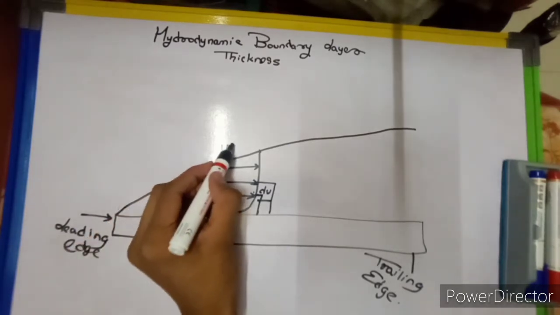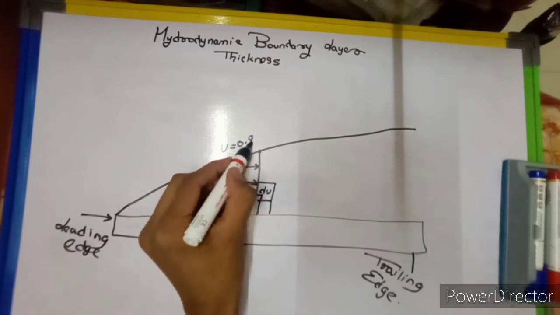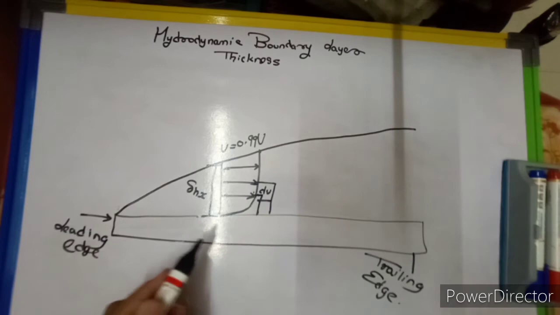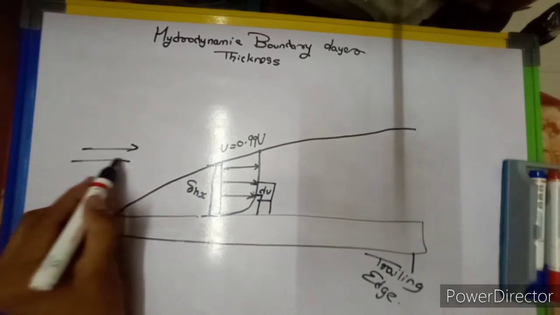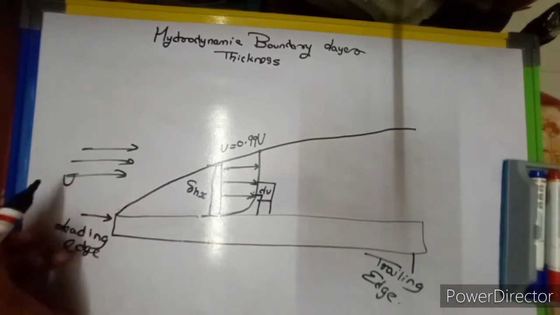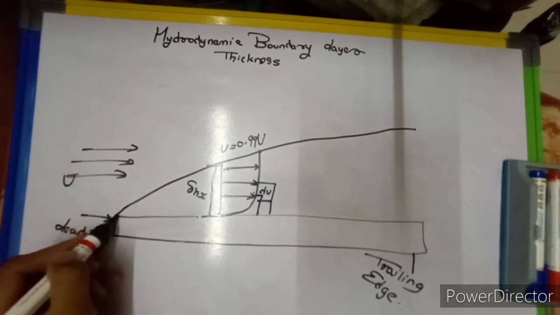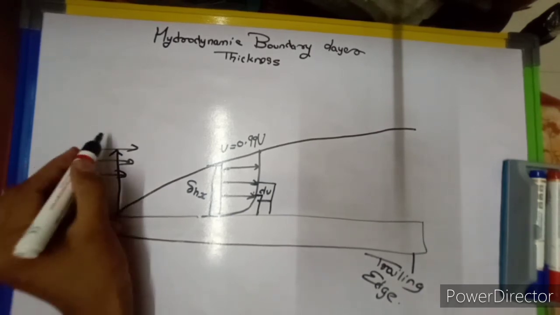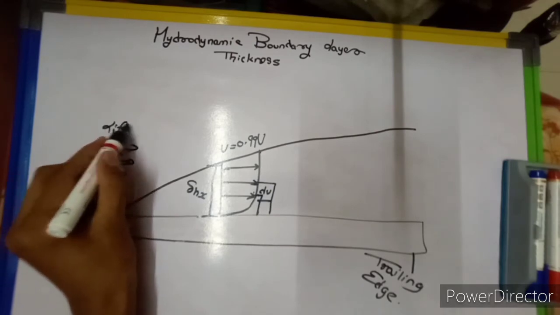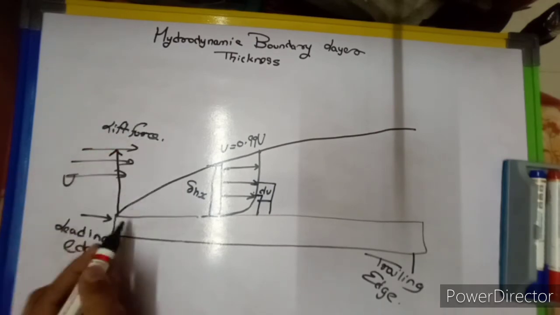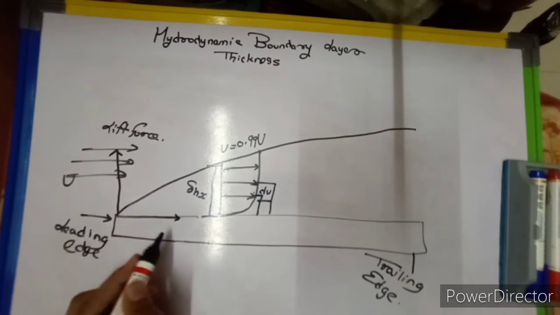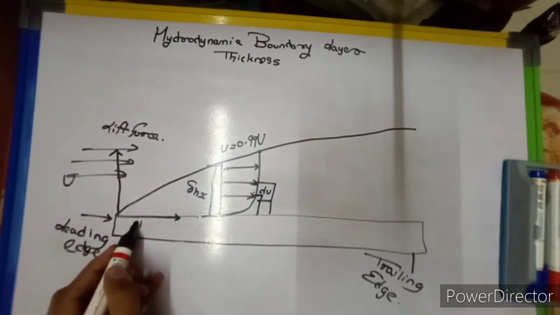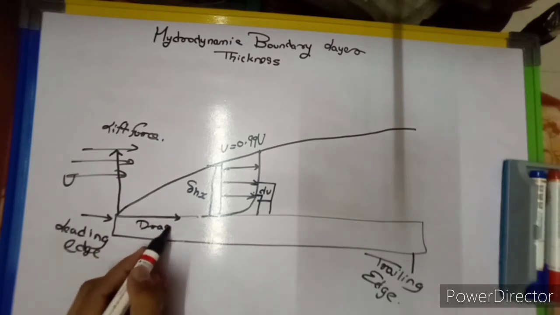So there is a gain of 0.99 of the free stream velocity. This is the free stream velocity, capital U. The vertical force is called lift force. And the horizontal force, if you remember, is called drag force.